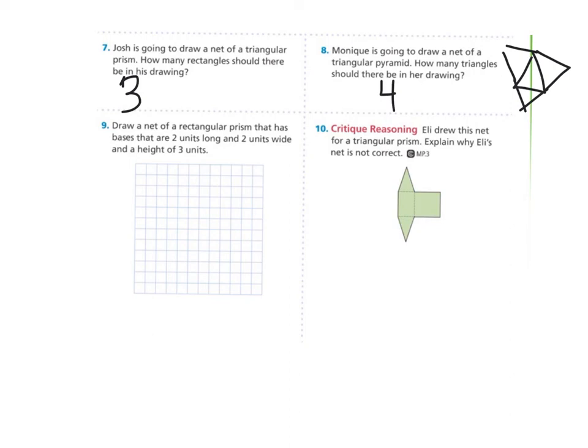Number 10, if we look at this, Eli drew this net for a triangular prism. Explain why Eli's net is not correct. Basically, it's just that he forgot one of the rectangles over here.